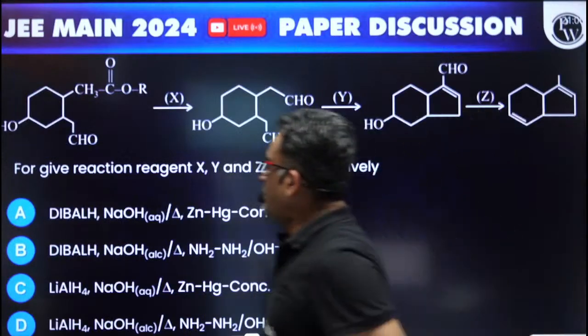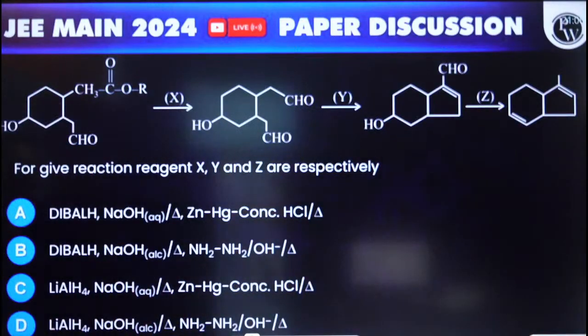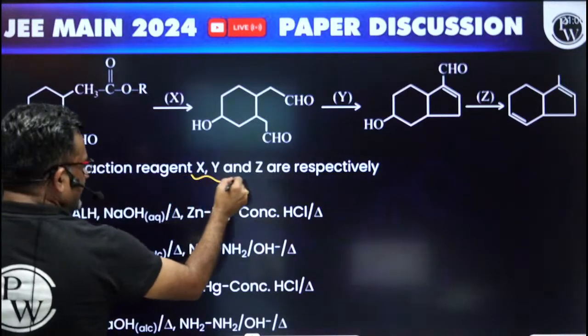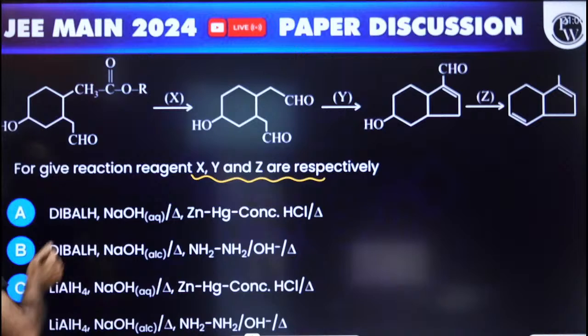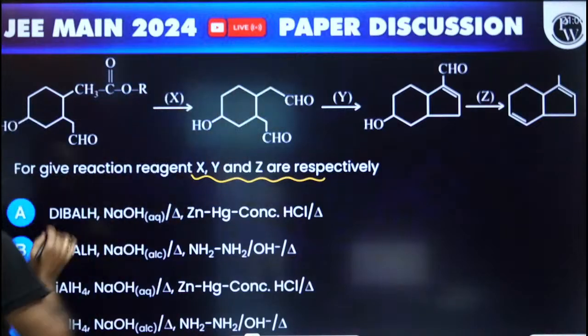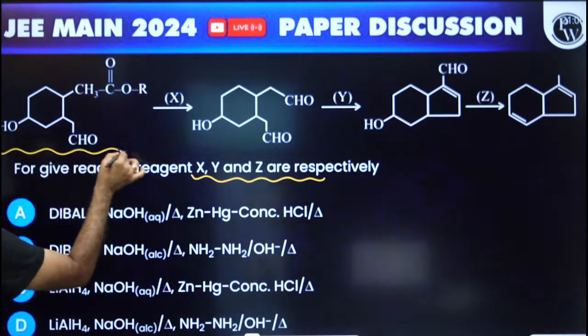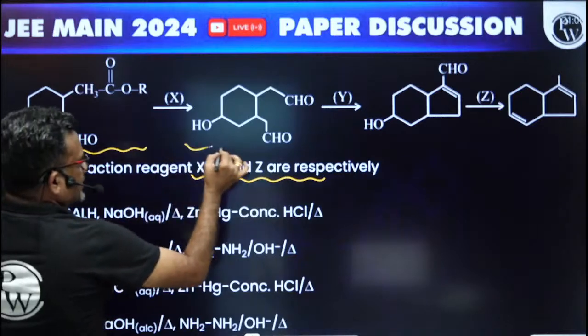Next, for the given reaction, X, Y and Z are respectively. What is X, what is Y and what is Z? Look at this particular reactant and look at this.